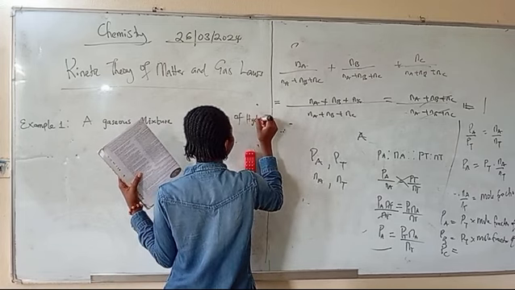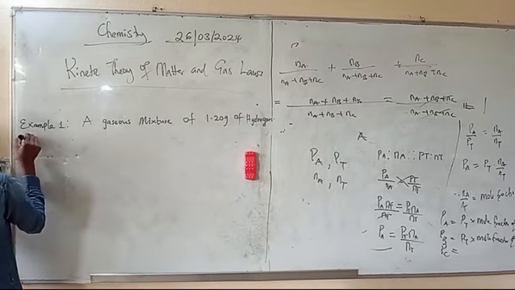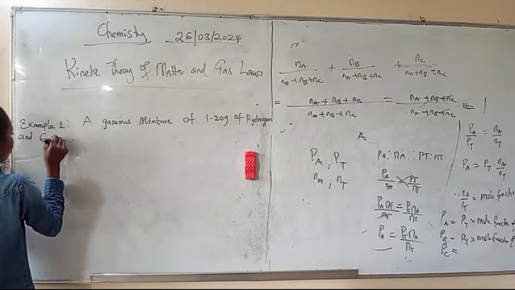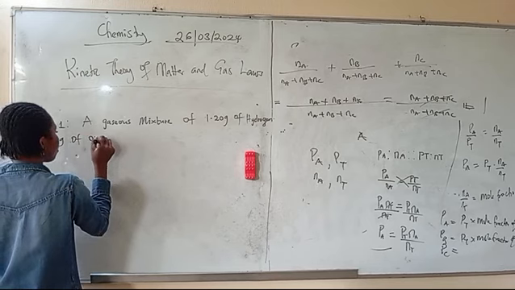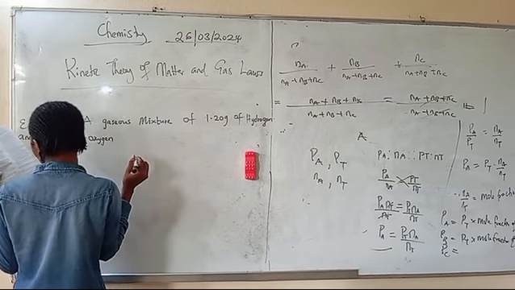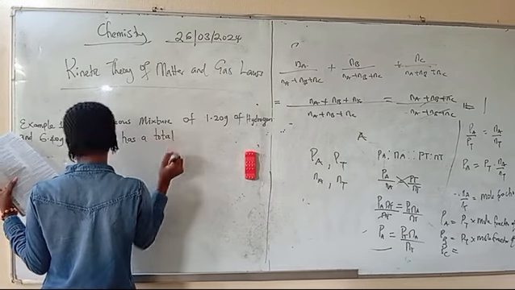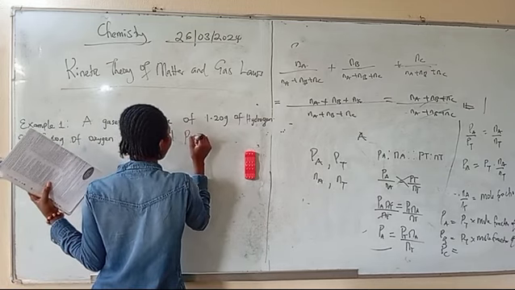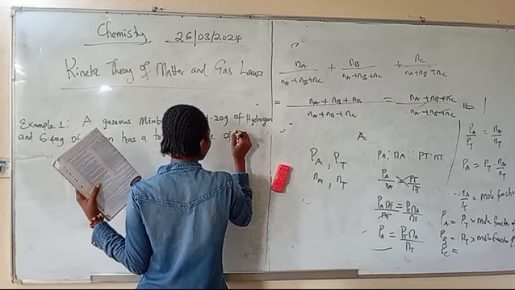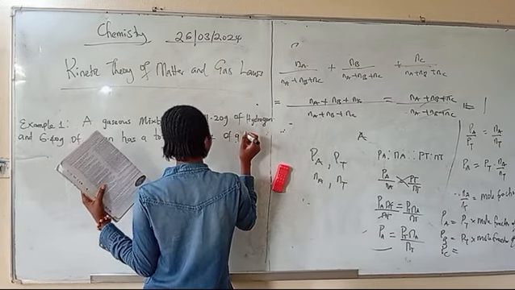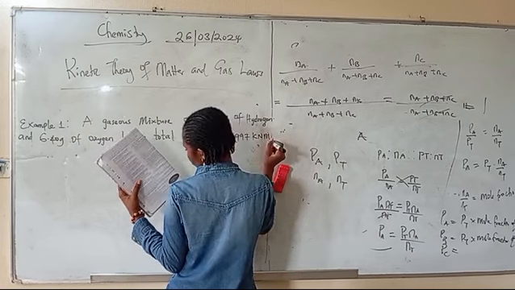Let's look at this question. A gaseous mixture of 1.20 gram of hydrogen and 6.40 gram of oxygen, total pressure of 997. Molar mass of a substance means the mass of 1 mole of that substance. Since we now know this relationship, the number of moles is equal to reacting mass over molar mass. Now let's find the number of moles of each of these gases, oxygen and hydrogen. Are you following?